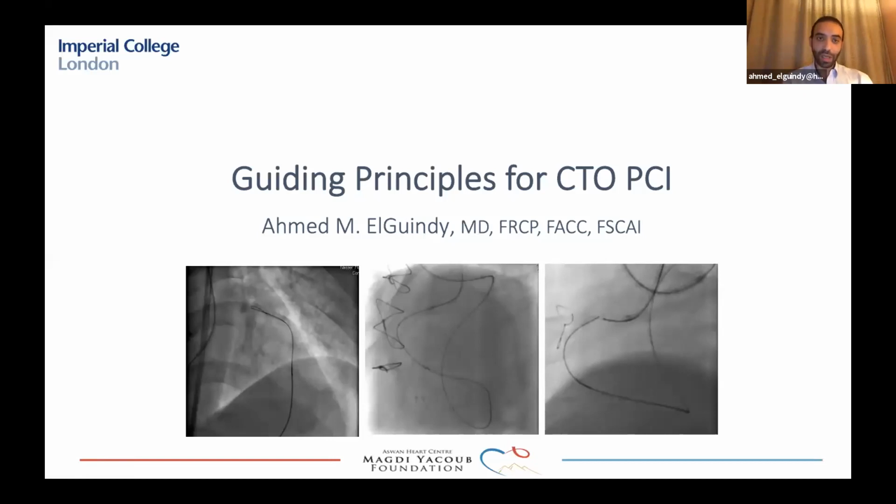And this is not meant to be a technical talk as such, but mostly focusing on the general principles guiding CTO PCI, given that it is indeed an area where increased interest on the whole is rising, and where we're progressively seeing more patients who can benefit from CTO techniques on the whole.